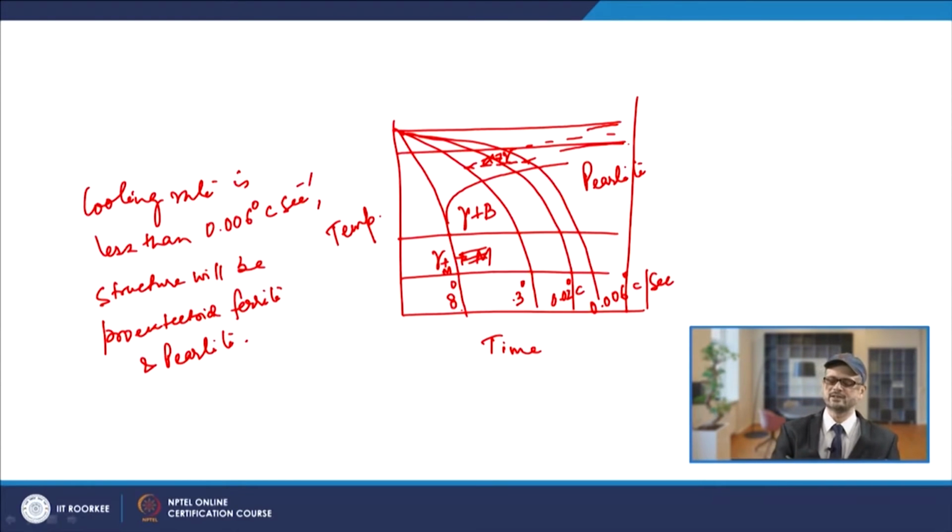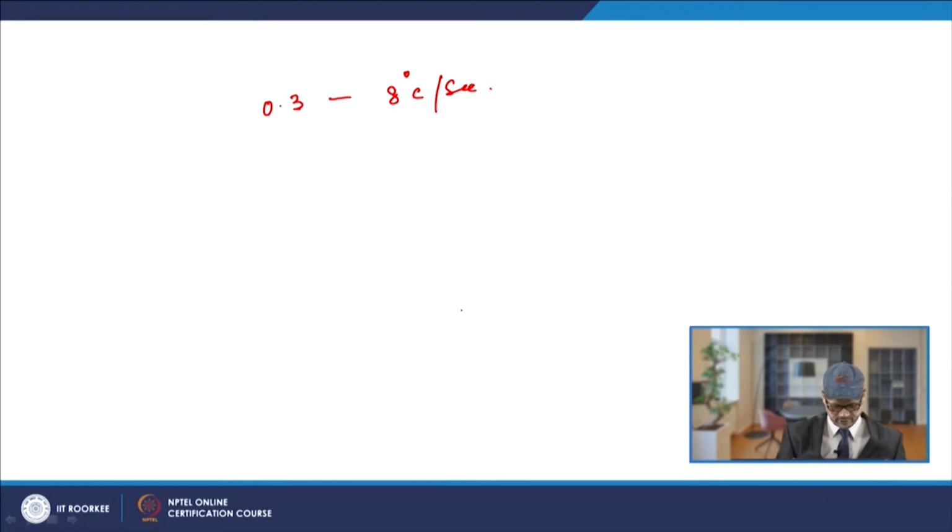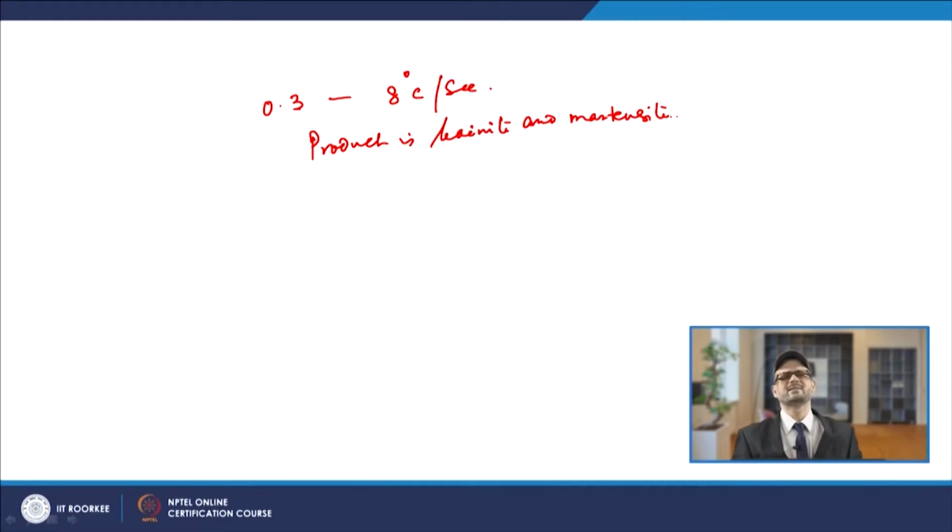Now when your cooling rate is further changed, so cooling rate becomes 0.3 to 8 degrees C per second. So that was the extreme left curve. So this was the 8 degrees C per second. Now in this case what you see, the product is bainite and martensite. So what you see that in this nickel chromium moly steel, you are getting bainitic structure when you are going for continuous cooling.